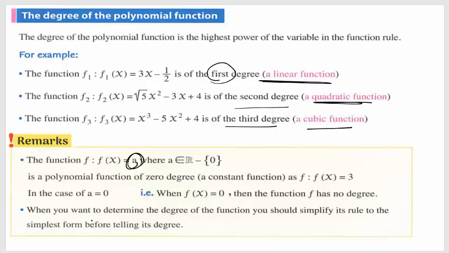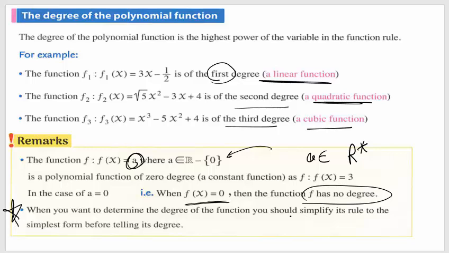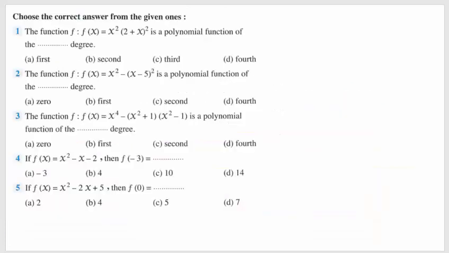Very important note: the constant function f of x equals a, where a is a constant number belonging to the set of real numbers, whatever it is, positive or negative, but not 0. So I can say that a belongs to R star. What is the meaning of R star? R star means all the set of real numbers except the number 0, because if you have f of x equals 0, it has no degree. When you want to determine the degree of a function, which is a very important point, you should simplify first. Let's solve some examples and see how to deal with it.